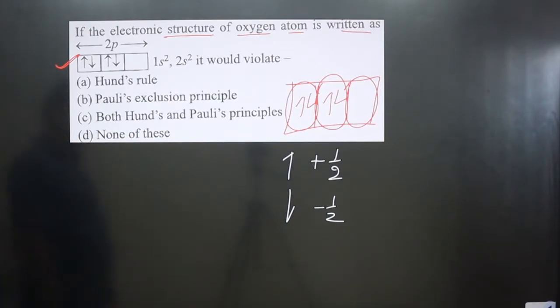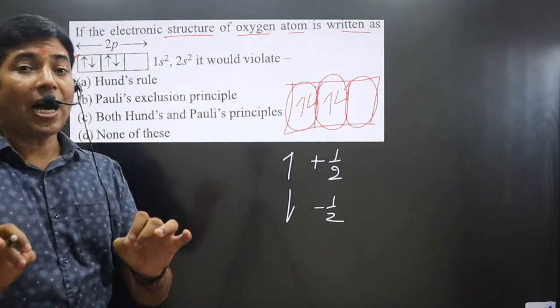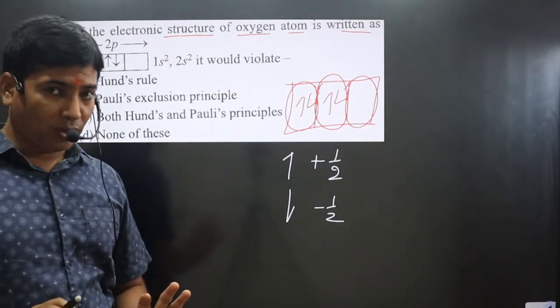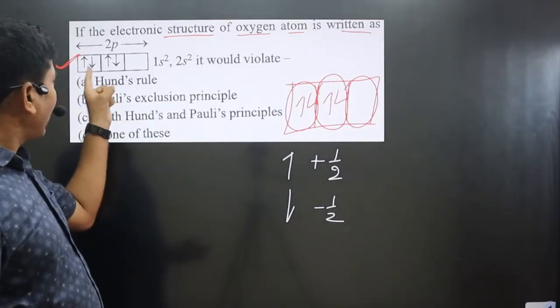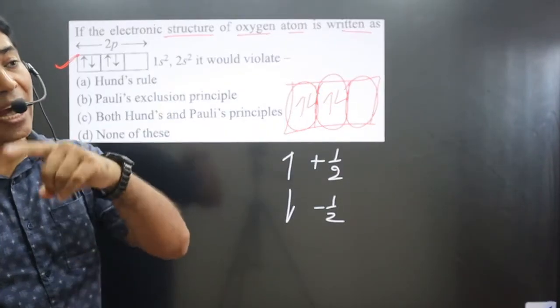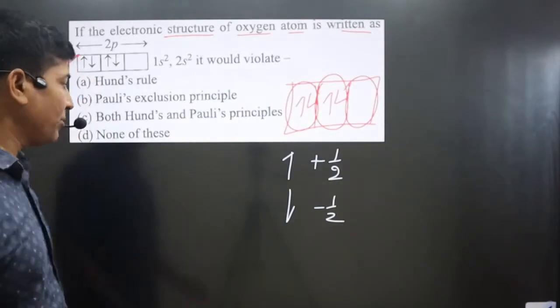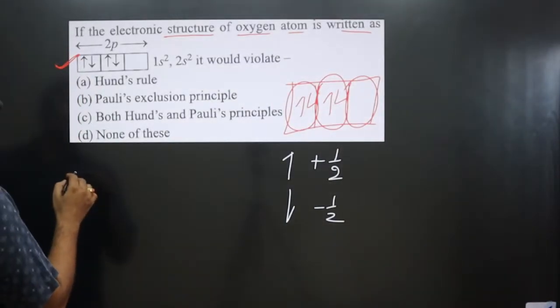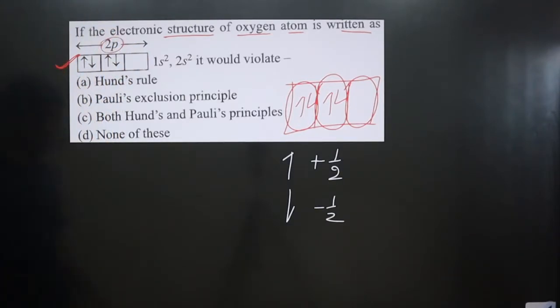Now we apply Hund's rule. In orbitals, the filling of electrons is always done according to Hund's rule. What does Hund's rule say? It says that the filling of orbitals is always done with single spin first, followed by double spin.